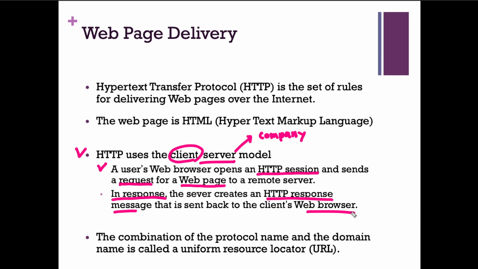The combination of a protocol name, again, one of them is HTTP, but we'll talk a little bit more in the next few minutes, and a domain name, which can be like bsu.edu, for example. That's the domain name. It's called a Uniform Resource Locator. I want you to be able to remember this, not only because I am going to ask you, hey, what does URL stand for?